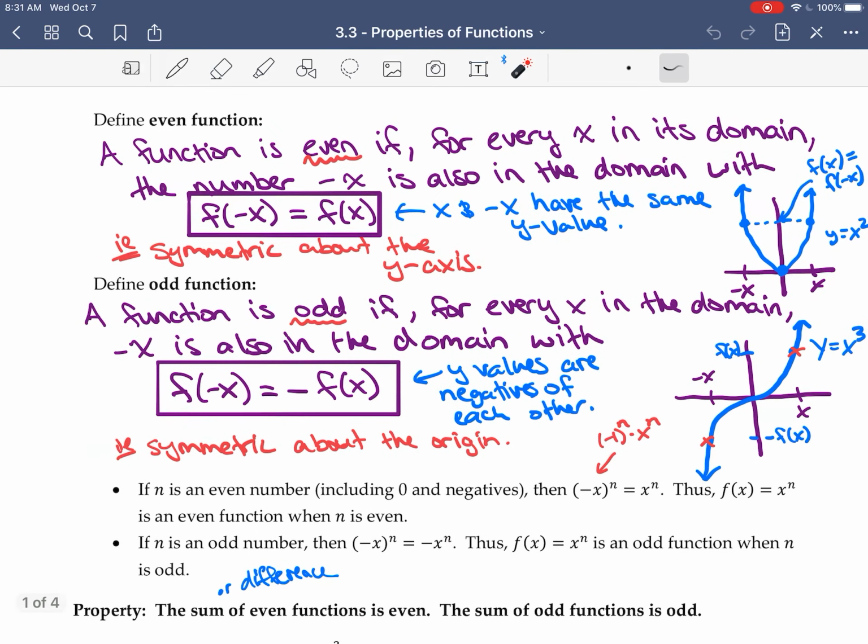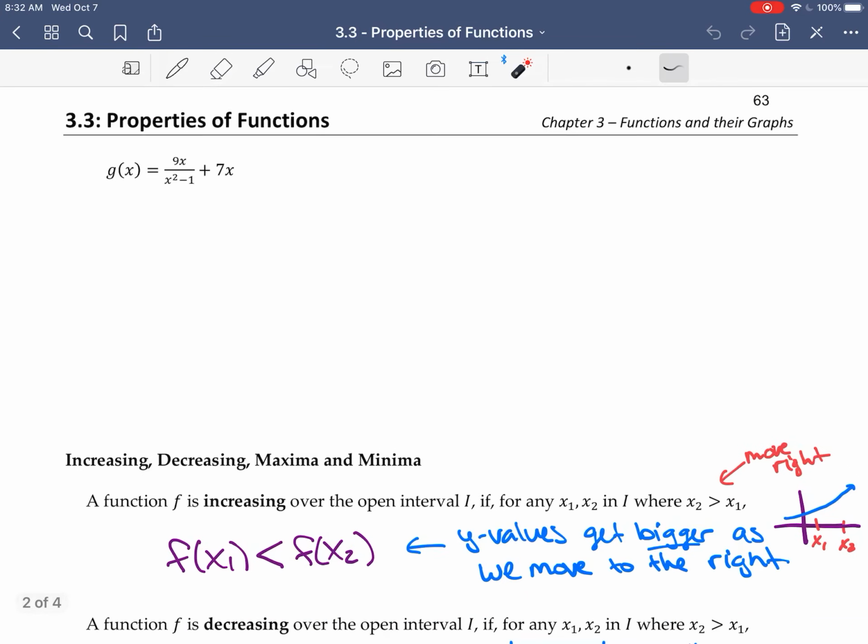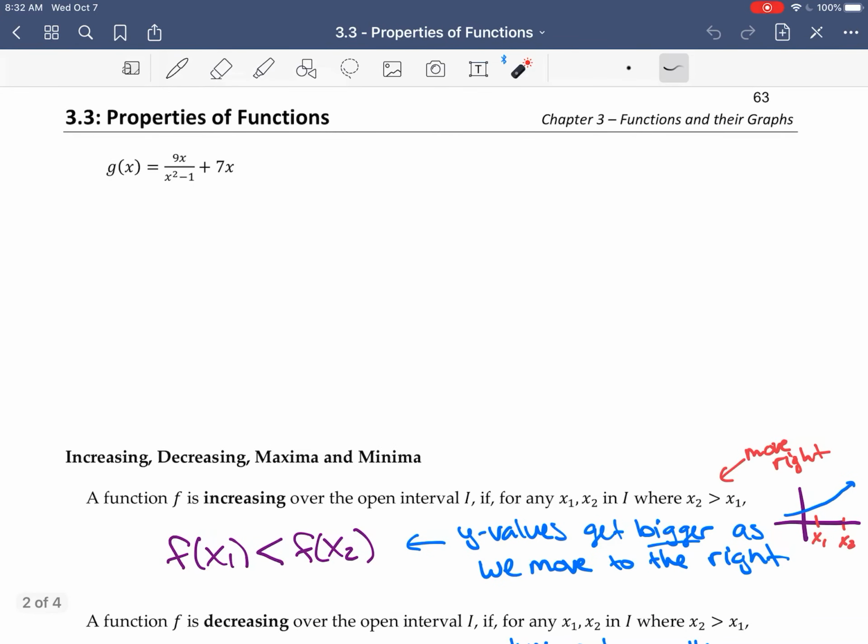For an odd function, you have symmetry around the origin, and here you replace x with negative x, so you're still looking at f of negative x, but you get negative f of x. Okay, and that's how you can tell if the function is odd, so it has origin symmetry. So let's just do an example of that. Let's check g of x here to see if it's even or odd or neither.